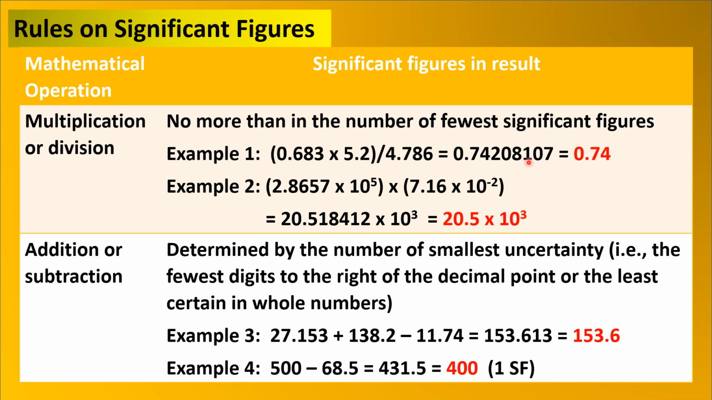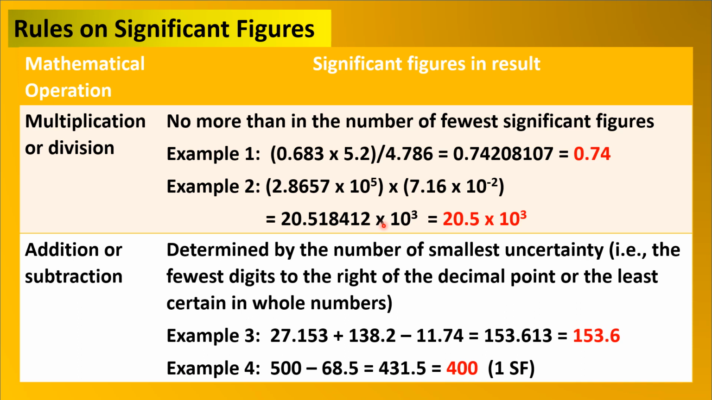Our example 2, when we are multiplying numbers expressed in powers of 10, like 2.8657 raised to the 5th power multiplied by 7.16 raised to the negative 2. With the help of your calculator also, this is what we will get: 20.518412 raised to the 3rd power.